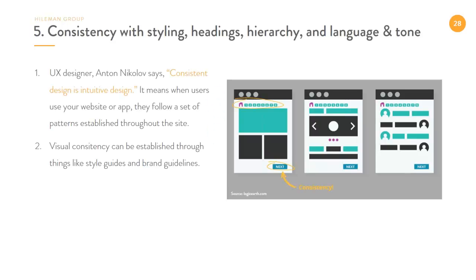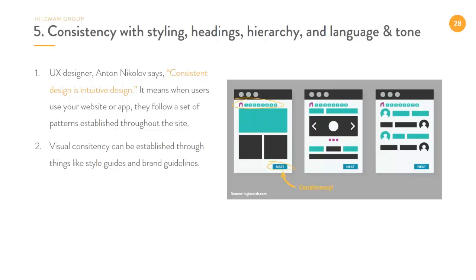A quote from Anton Nikolov: consistent design is intuitive design. What is meant by that is when users use your website or app, they follow a set of patterns established throughout the site. For example, in the image on the left, when a user is filling out a progression of forms and the next button is on the right side, you want to keep it on the right side throughout. So there'd be a next button on the right and a cancel button on the left.